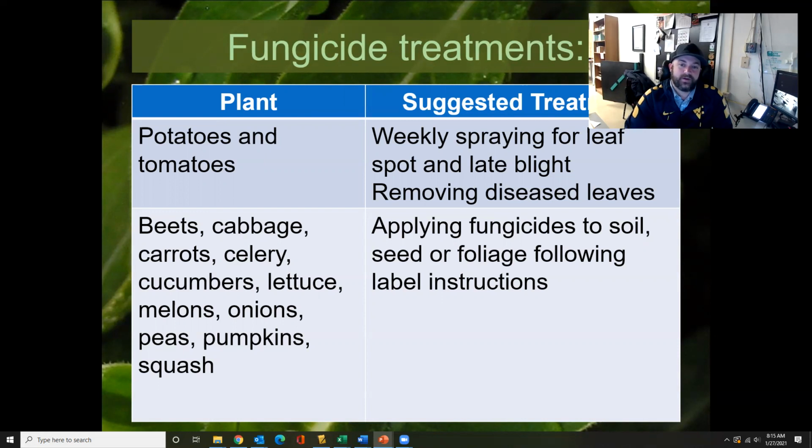If you don't follow the label, there's a chance you could injure yourself, injure the plant, or in the worst case, it could be death. So as always, read the label.